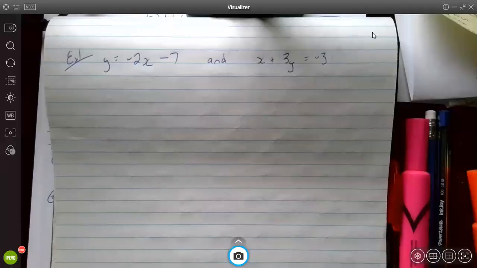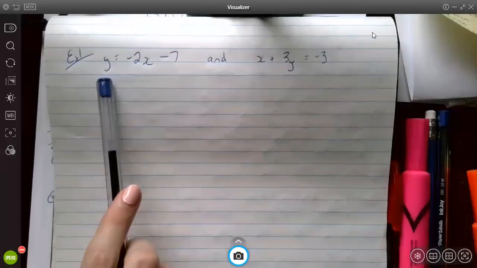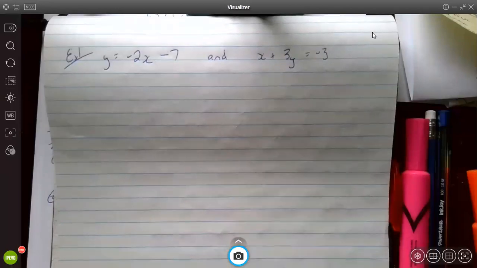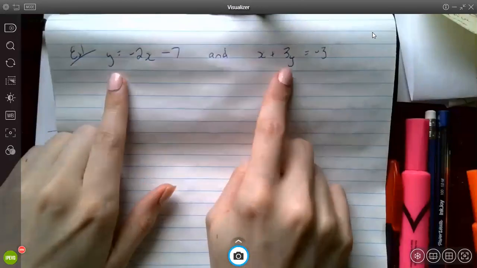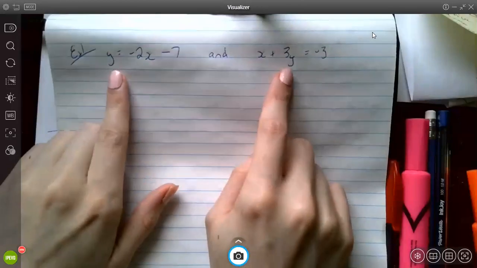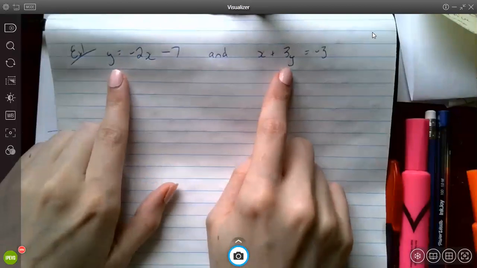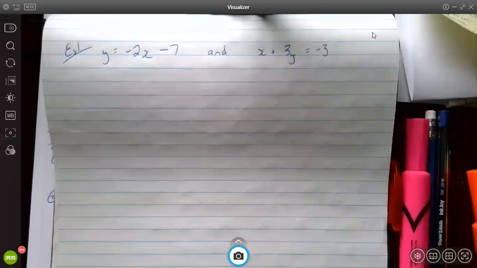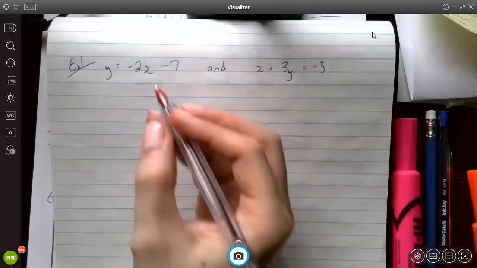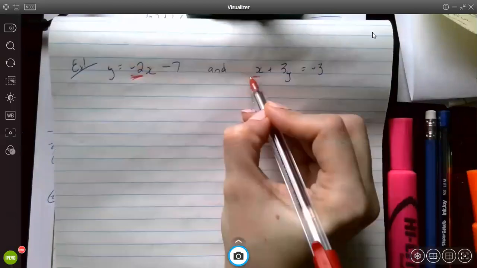Okay, so this is the first example here. We've got y equals negative 2x minus 7 and x plus 3y equals negative 3. The first thing I'm going to want to do is pick either my x's or my y's to be the same. Doesn't matter which one you pick. I think I'm going to go with the 2's, so that means I want my x's to be the same.